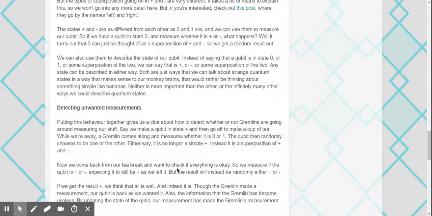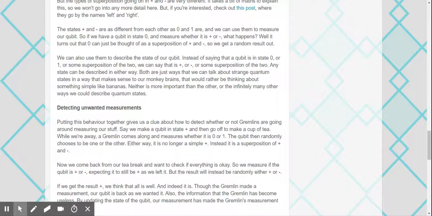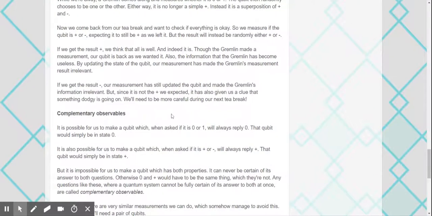We can also use them to describe the state of our qubit. Instead of saying that a qubit is in state 0 or 1, or some superposition of the two, we can say that it's plus or minus or some superposition of the two. Both are just ways that we can talk about strange quantum states in a way that makes sense to our monkey brains, which would rather be thinking about something simple like bananas. Neither is more important than the other, and there are definitely many other ways we could describe quantum states.